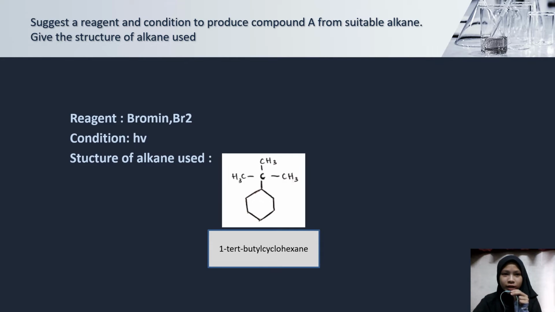Next, the question asks to suggest a reagent and condition to produce compound A from a suitable alkane. Give the structure of the alkane used. So the reagent used is bromine and the condition is hv, which represents the light energy, and the structure of the alkane used is 1-tert-butyl cyclohexane.